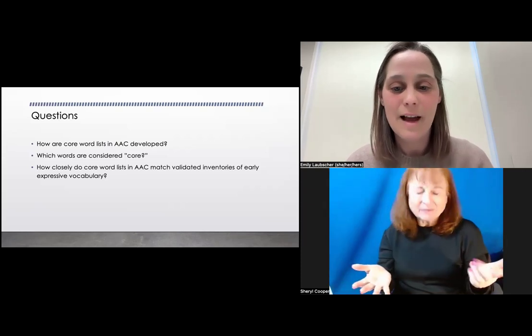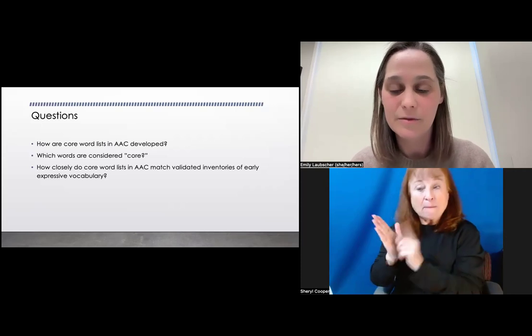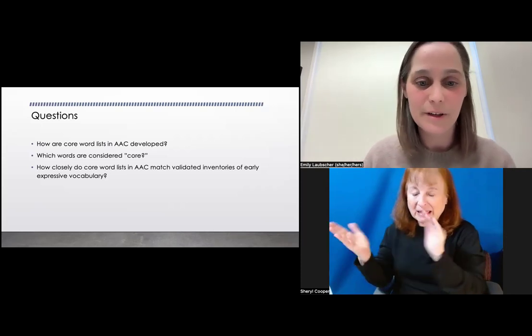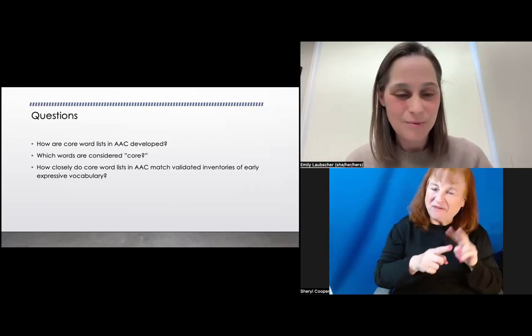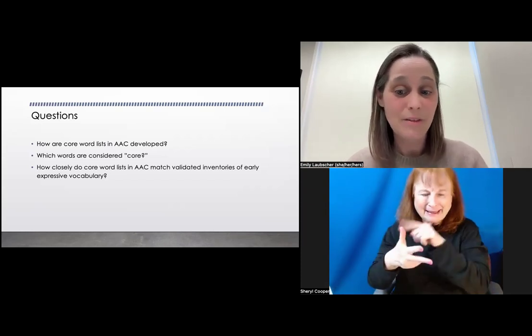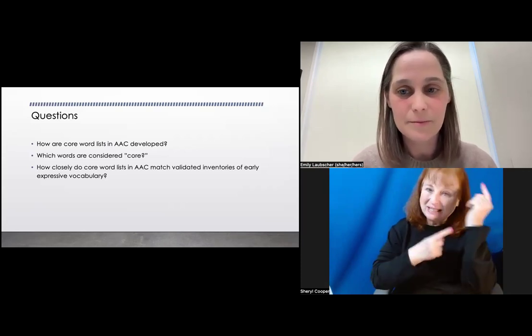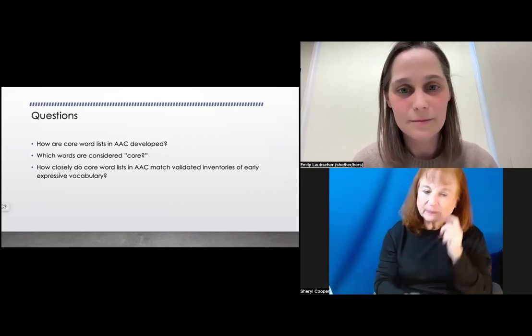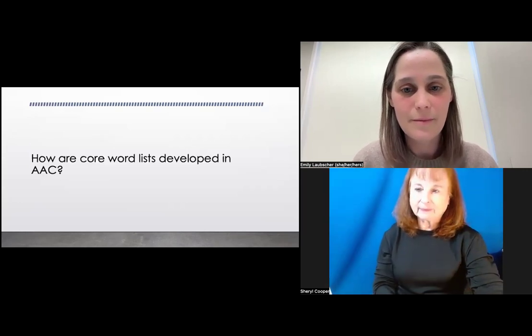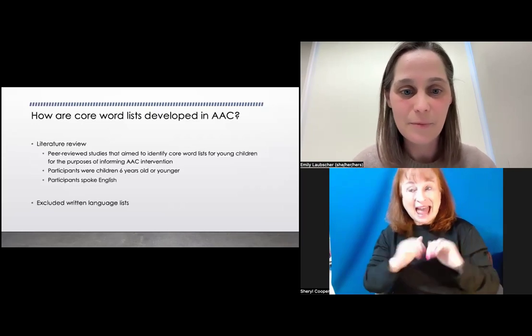And I tackled that last question by comparing published core word lists to a validated inventory of early expressive vocabulary. So now I'm going to try to talk through each of these questions and share my findings along with some clinical considerations. Beginning with how are core word lists developed in AAC?